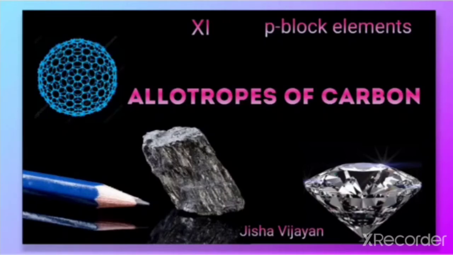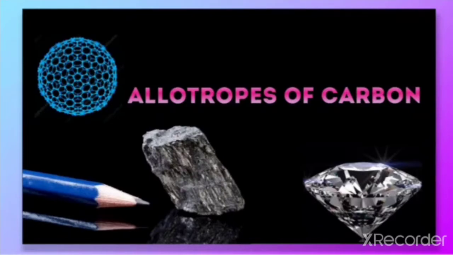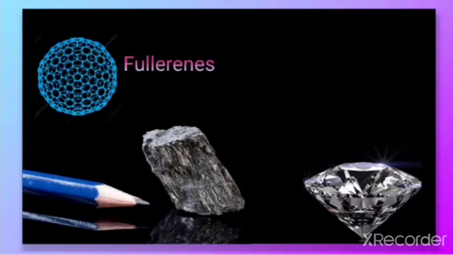Hello students, in this video we are going to discuss the allotropes of carbon. Carbon exhibits many allotropic forms, both in the crystalline as well as in the amorphous form. Here we need to discuss some of the crystalline forms of carbon, that is fullerenes, graphite and diamond. These are the three well-known crystalline forms of carbon which we need to discuss in this video.